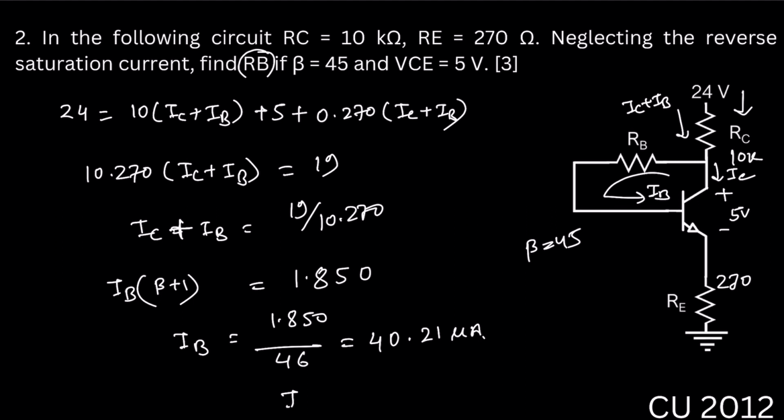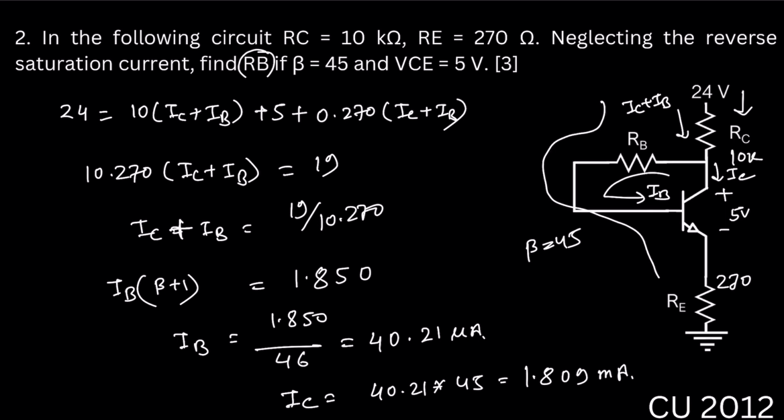So IC will be how much? IC will be 40.21 into 45. It will be 1.809 milliamps. Okay, so we already get the value of IC and IB. Okay, now we need to use the KVL at the output loop to get the value of RB.